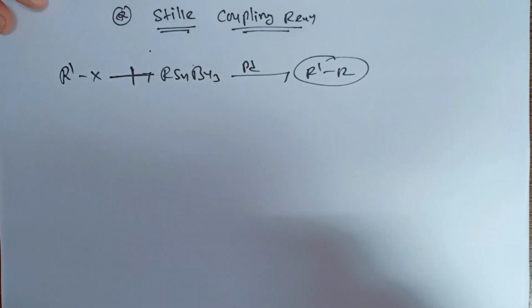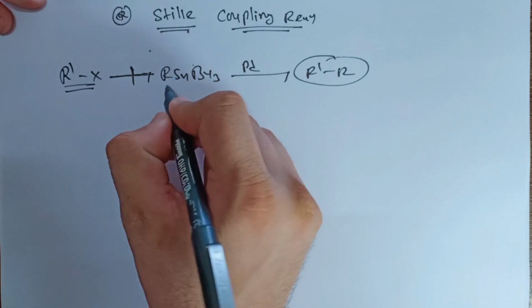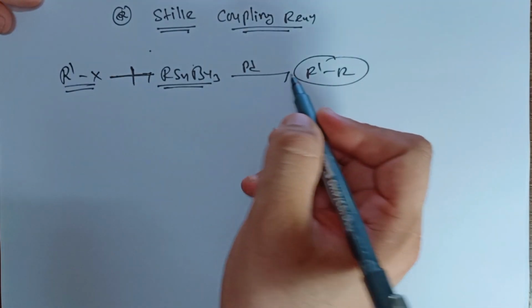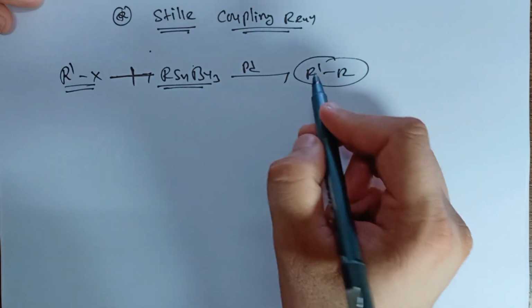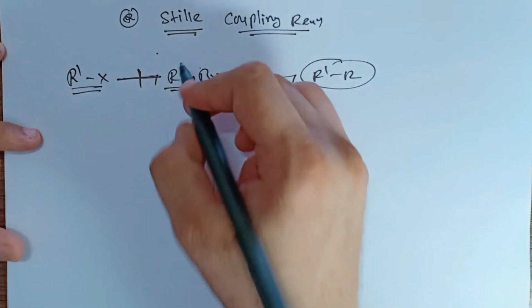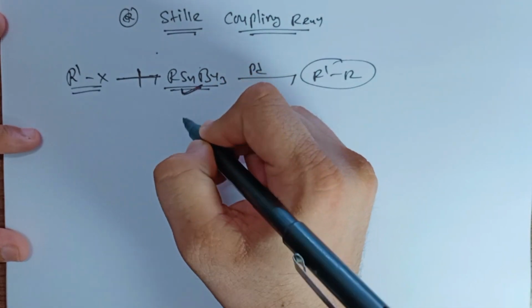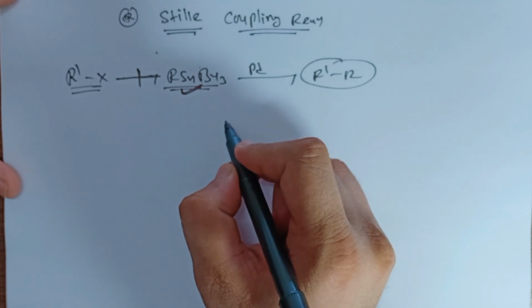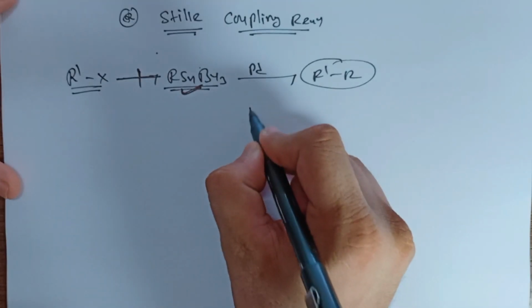Suppose you have an R-X compound, and it is reacted with the tin derivative in the presence of the palladium catalyst, it will convert into the R-R product, that is a CC couple product. You have to remember one of the most important things, that is the tin derivative. Now let us understand its catalytic cycle. So now let us start with the palladium.